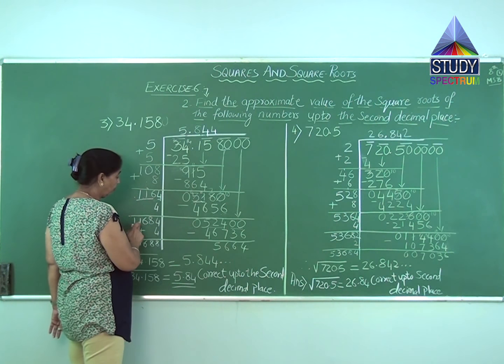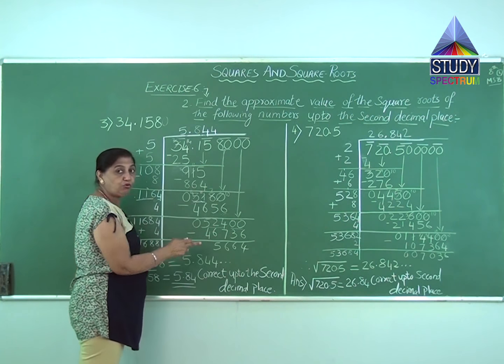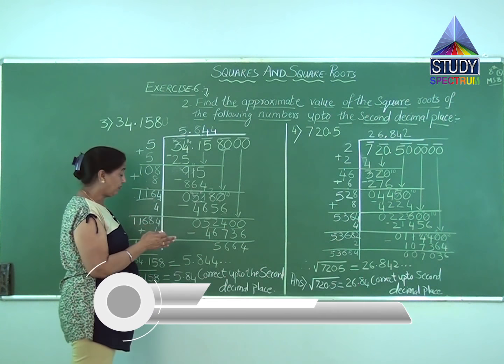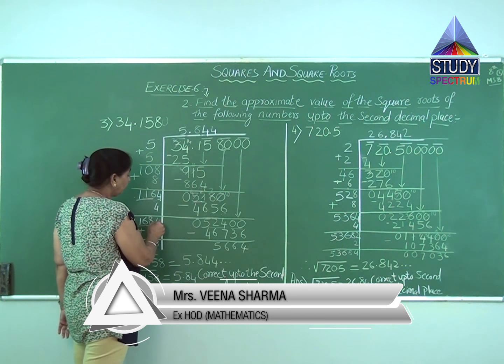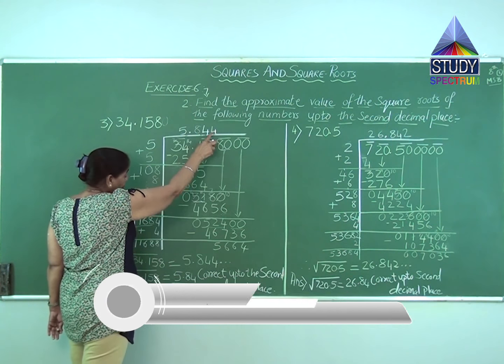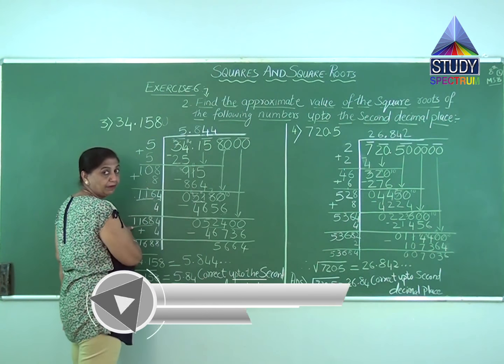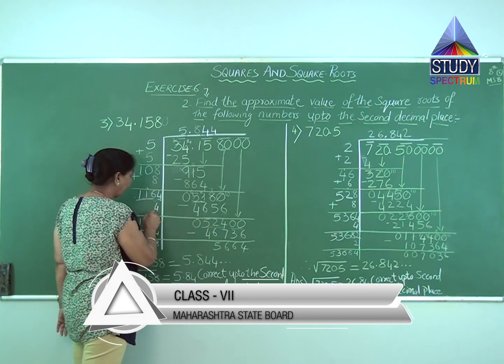This 6 will come here, 1, 1. Now again, to get a number close to this, I will take some number beside this. So I have taken 4. Now with the same number, I will put over here 4, and then this 4 I will multiply by this number. So 4 into 4 gives me 16, 1 carry.